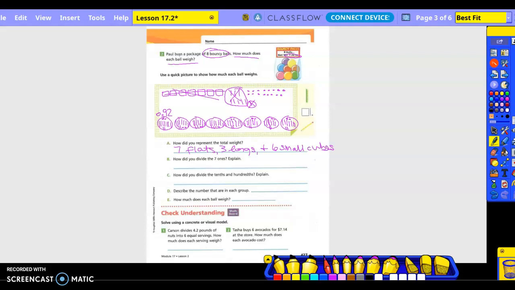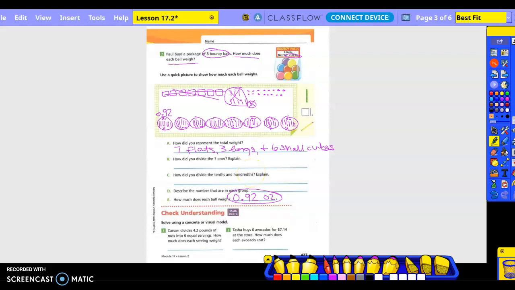Okay, how did you divide the 7 ones? We broke them into 70 longs, or 70 tenths. How did you divide the tenths and hundredths? Eventually we had to take one of the tenths and make it into 10 hundredths, or small cubes. And the number in each group was 9 longs and 2 small cubes. So how much does each fall in? 0.92 of an ounce.